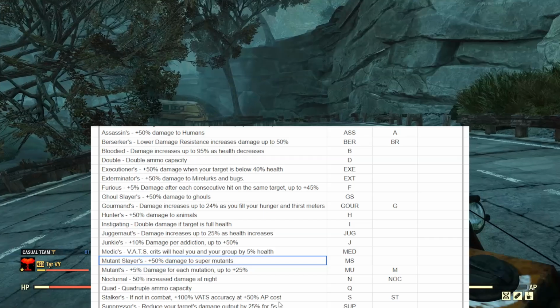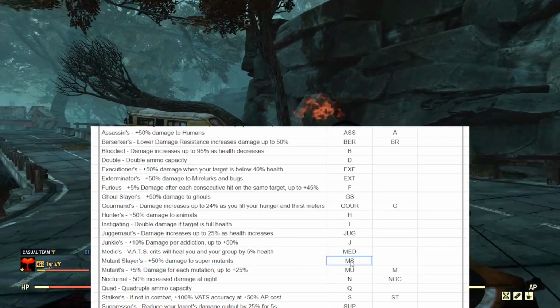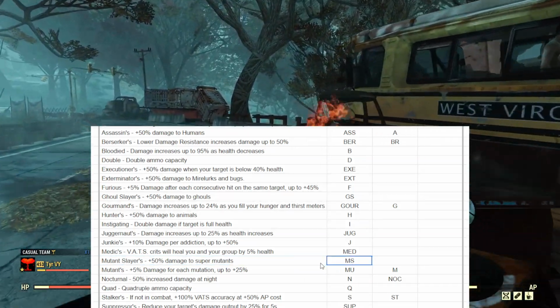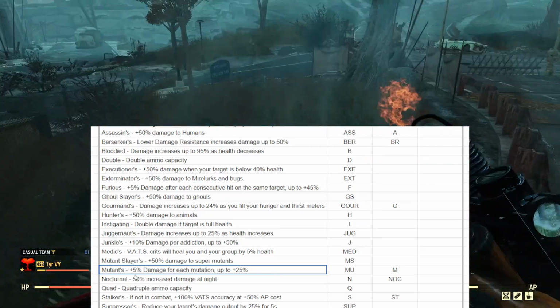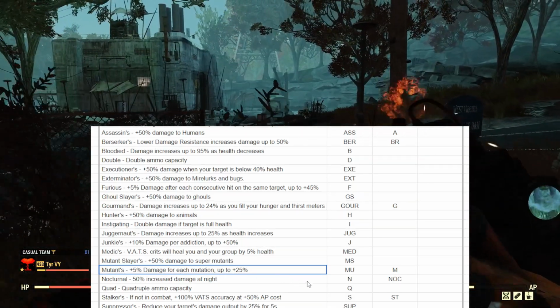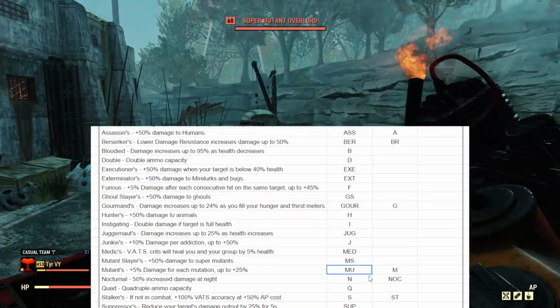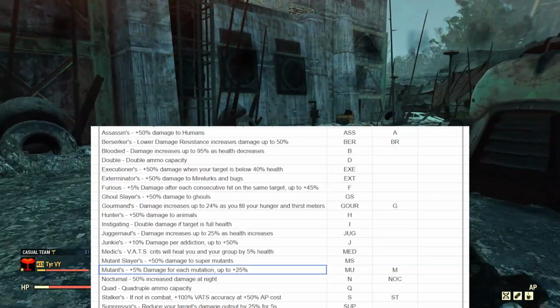Mutant Slayers deal 50% more damage to mutants. This is not very common at all, but it is always written as MS. No other way to really describe it. Just write MS if you are talking about Mutant Slayers. However, when it comes to mutants, deal 5% more damage for each mutation. Mostly people just write M, however MU does exist as a possible abbreviation. So yeah, M or MU for mutants.